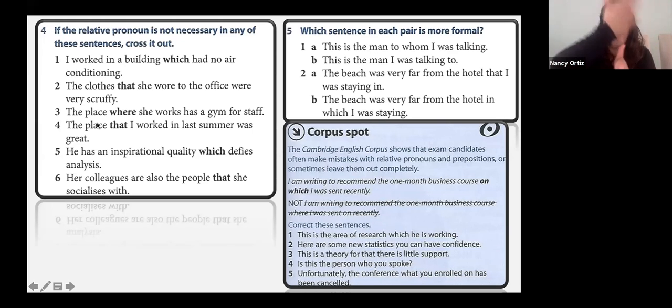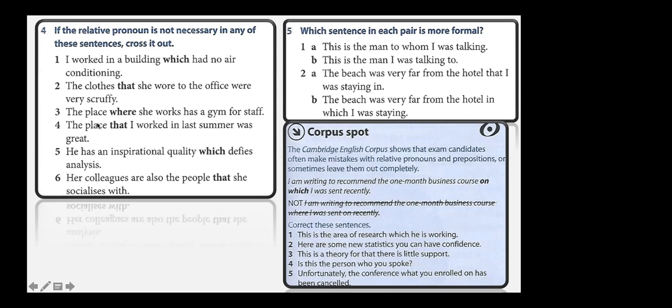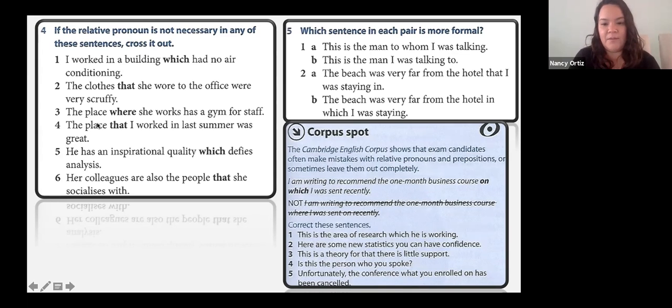The position of the preposition makes it more formal, or at least sound more formal. So, for spoken English, that's okay. But for written English, it should be the other order, the one Daniel mentioned.